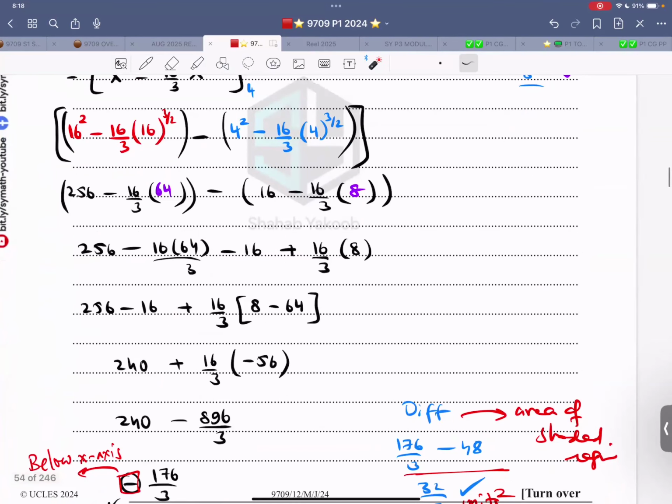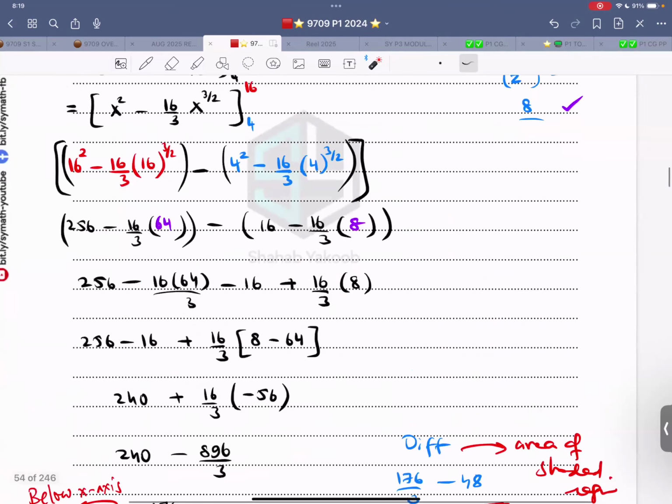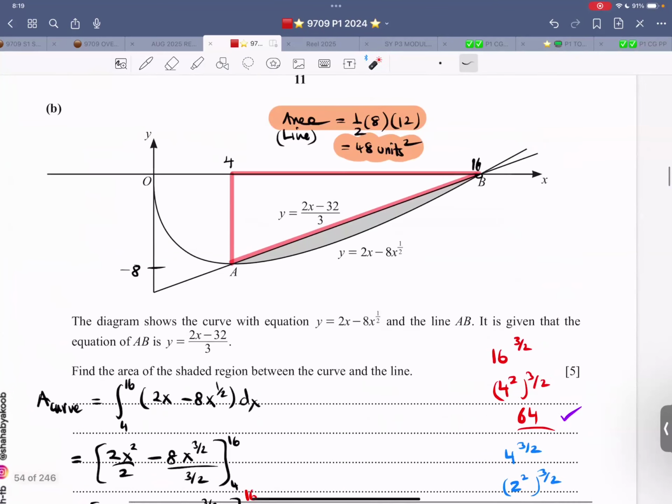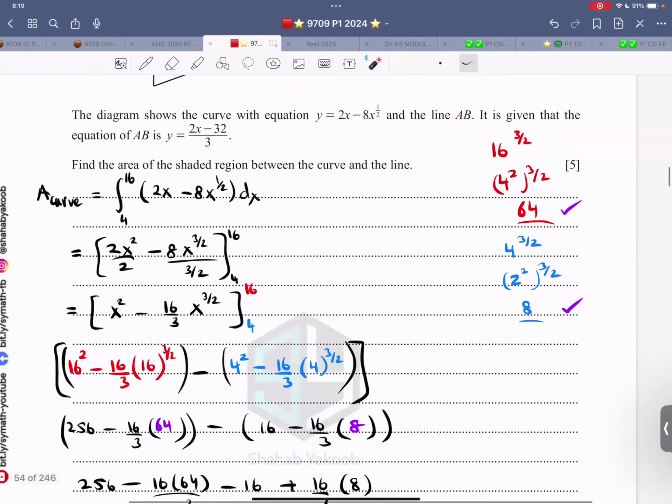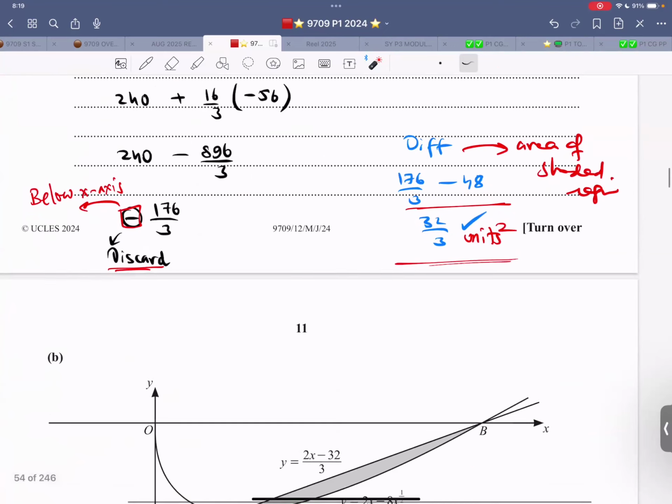Now you evaluate. Definitely you will be getting a negative answer because it's below the x-axis. So you discard the negative sign. It's a sign, S-I-G-N, that you did it correctly, because the answer is coming out negative as the area is below the x-axis. Now from this area under the curve, subtract the area under the line, and therefore that is the answer for the shaded region.